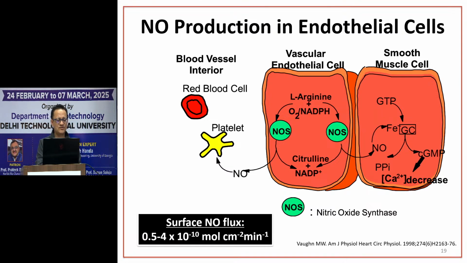So 0.5 to 4 times 10 to the power minus 10 moles per centimeter square per minute, or we can call it 0.5 to 4 flux units. The study was done 20, 30 years ago, and it was a computational modeling type study. So we understand this number might not be accurate, but it gives us a really good idea of what to target at least when we are designing materials that release nitric oxide.